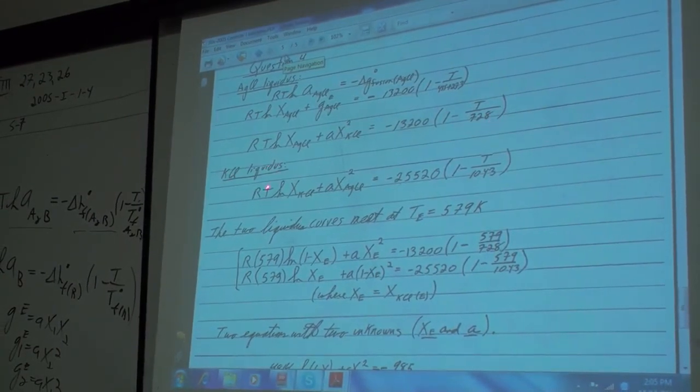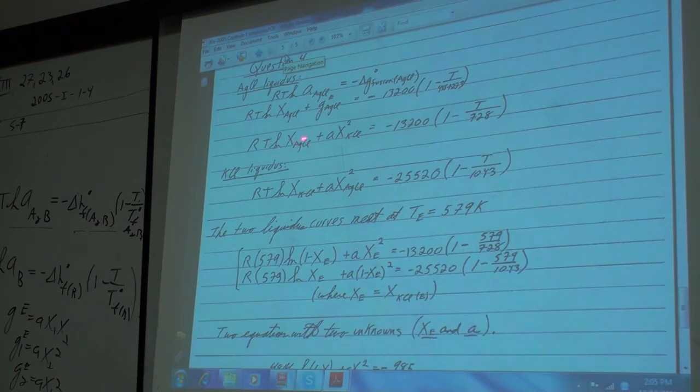From the potassium chloride liquidus, we get a similar expression. And the two liquidus curves meet at the eutectic temperature. So at the eutectic temperature, if I put T eutectic into here, then the two curves give you the same compositions.